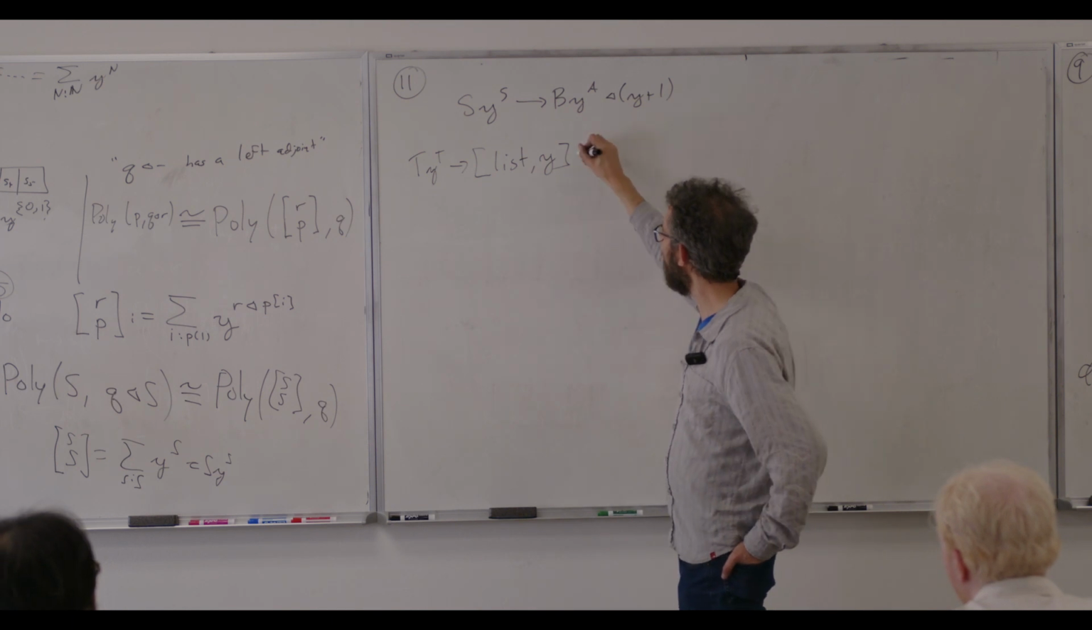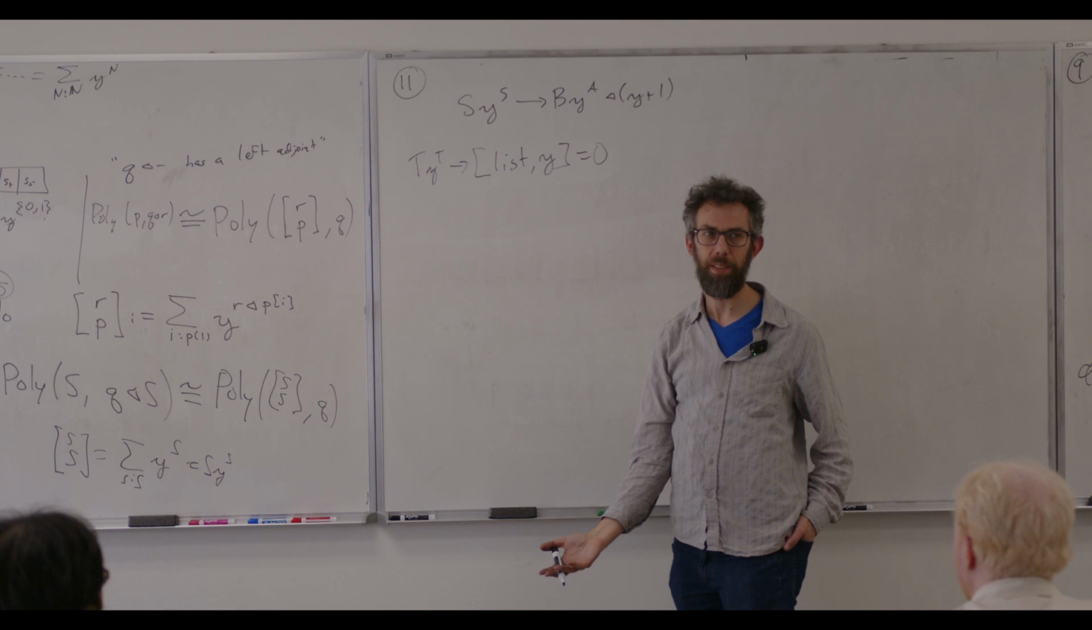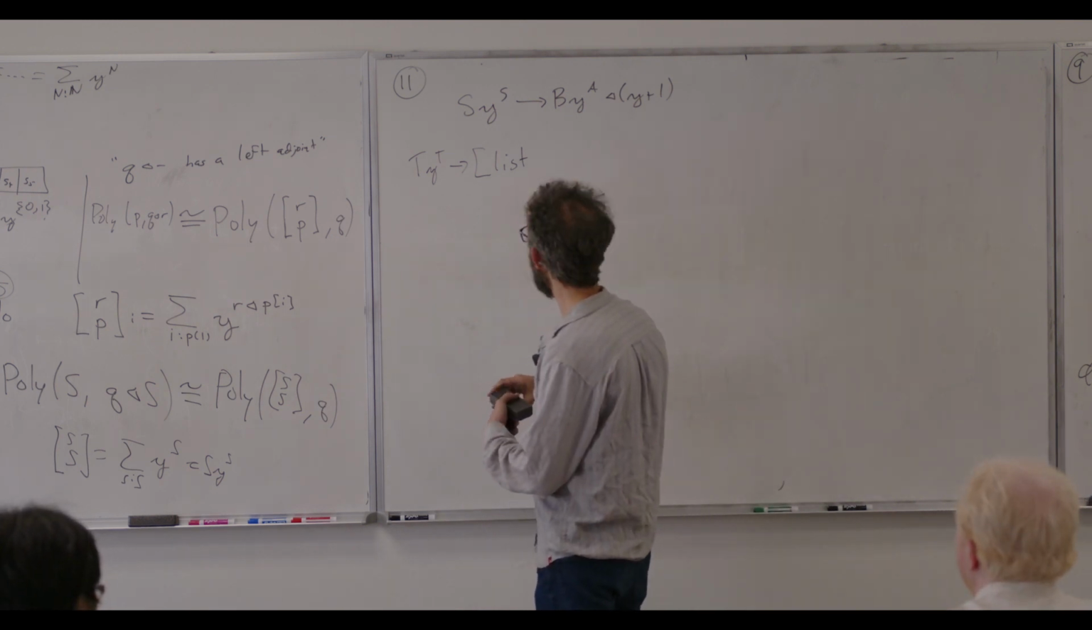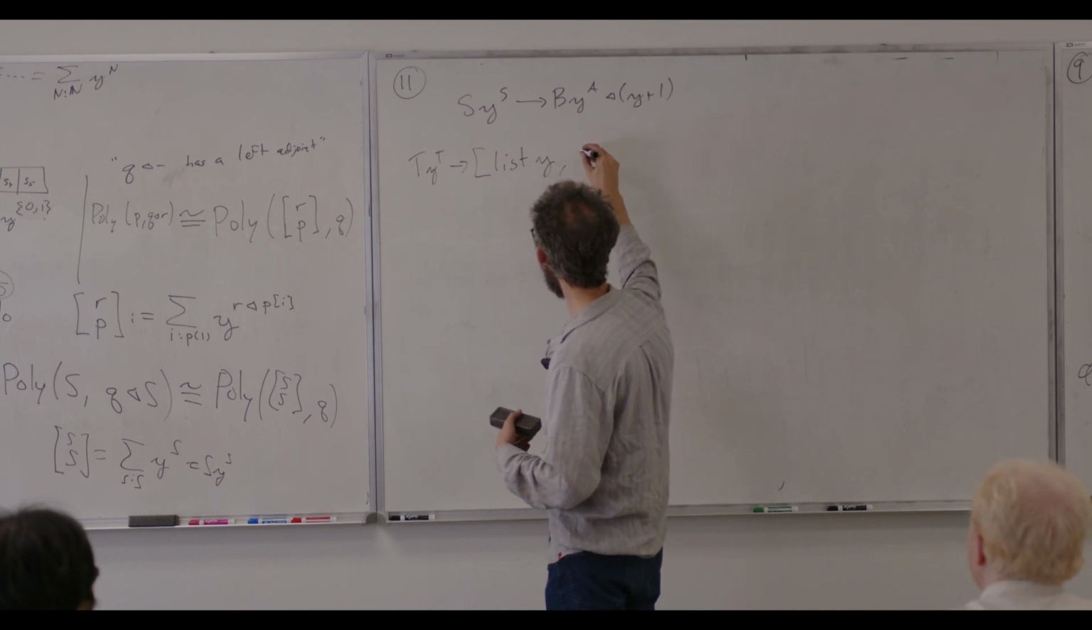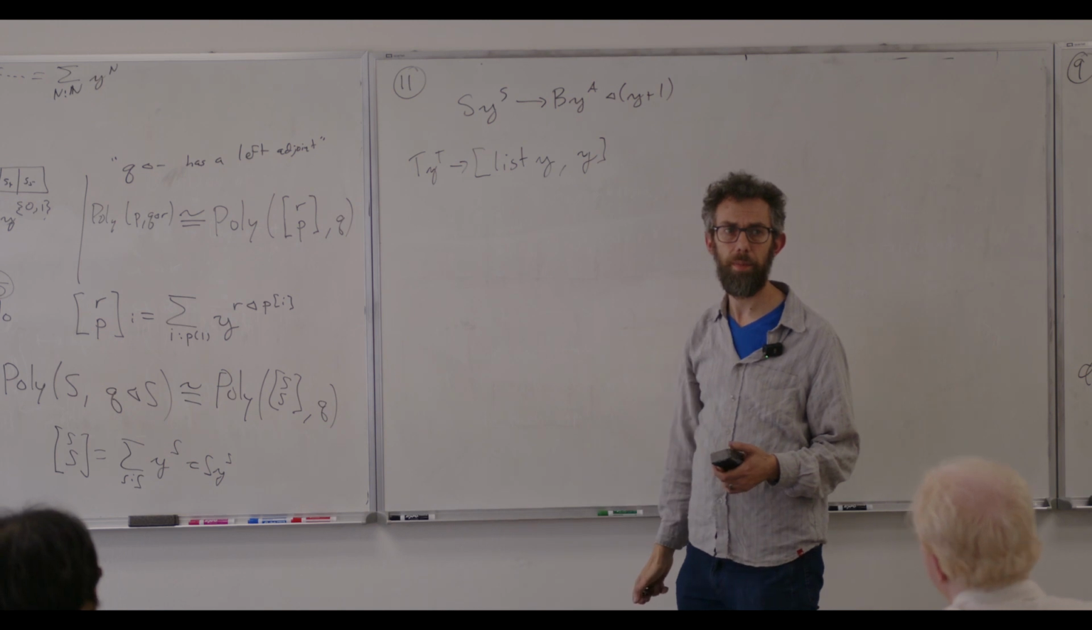List y is 0. Because the empty list has no way to select. So probably what they meant is for any non-empty list. How do you define a non-empty list? List y, y plus y squared. Yeah, y times list.